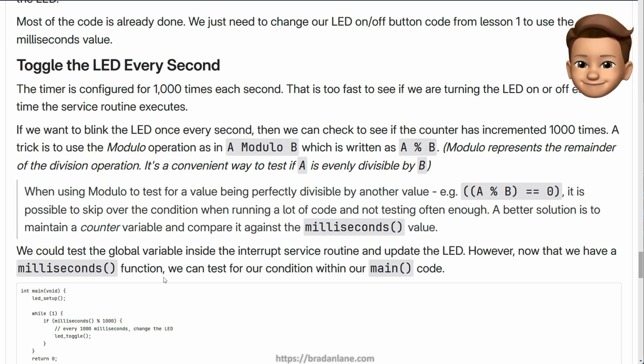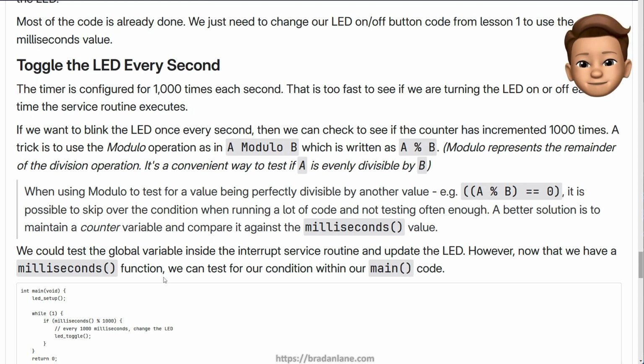So if we were to do milliseconds modulo 1,000, that value would be 0 every time the milliseconds was a multiple of 1,000, or perfectly divisible by 1,000. If you were running a lot of code, then it's theoretically possible that our milliseconds counter might go 999, and then by the time we come back and check it again, it's at 1001, because more than 1 millisecond of code had been executed.